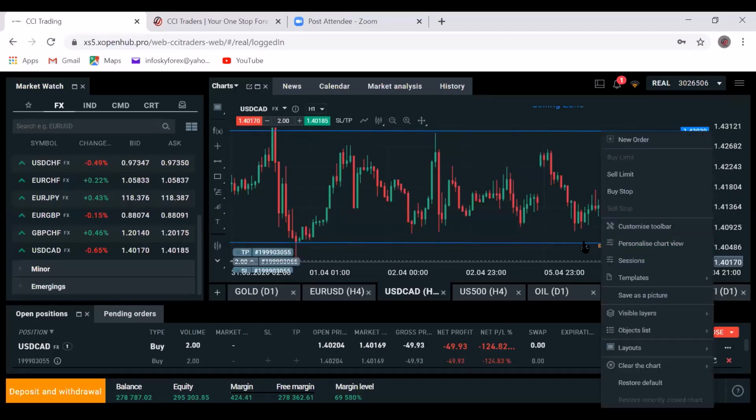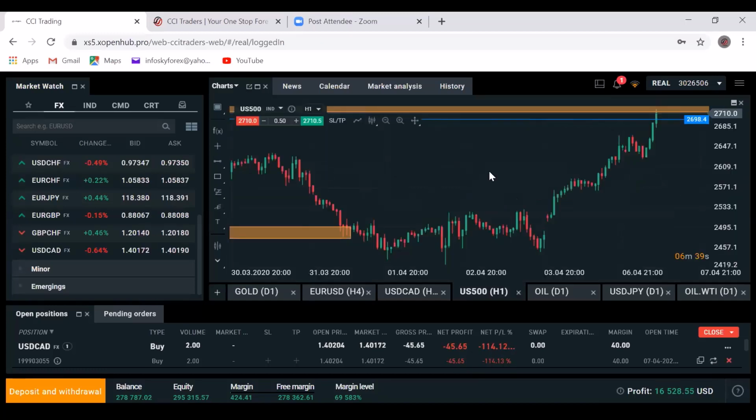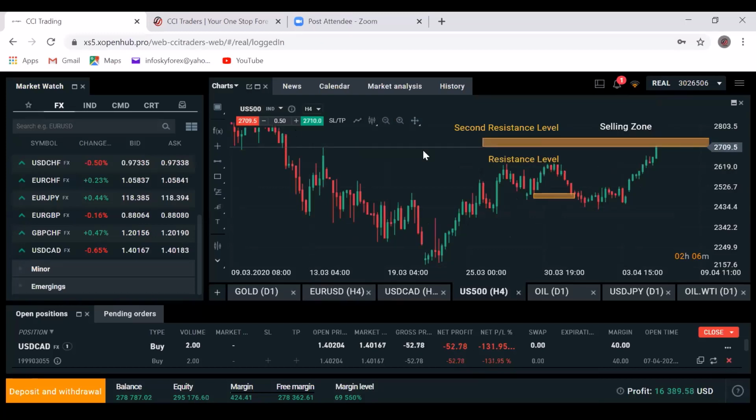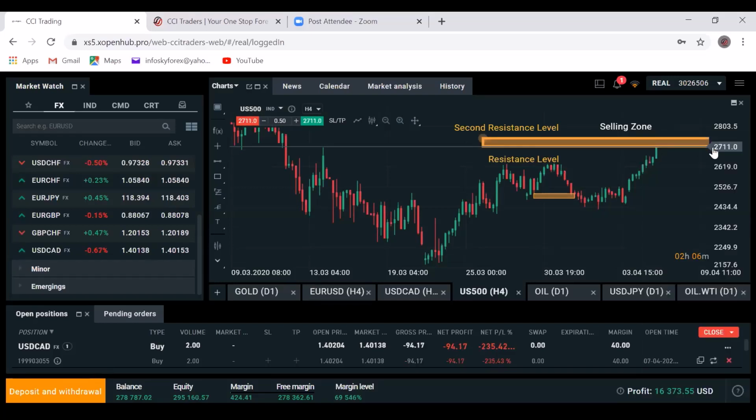What about US 500? Yes, US 500 is currently on a selling zone. If you check on the 1 hour chart, you will see that zone, because it has formed a resistance. So if I'm to trade US 500, I won't buy at this price. I would rather sell. You can see the price here, it's very high. It has gotten to a resistance level. If you check on 4 hours, you can see that it has gotten to this point, so it has the potentiality of dropping. So if I place a sell at this price, maybe 2710, then I will put a stop loss.